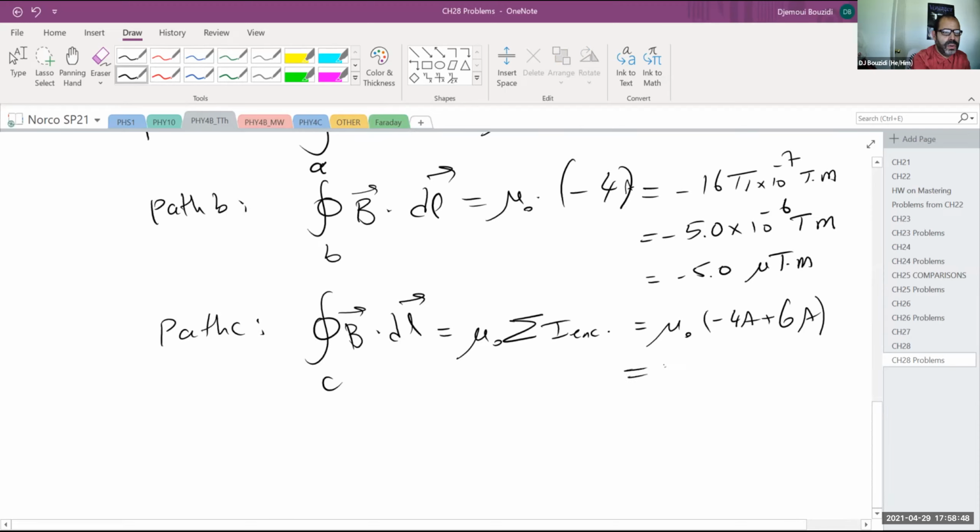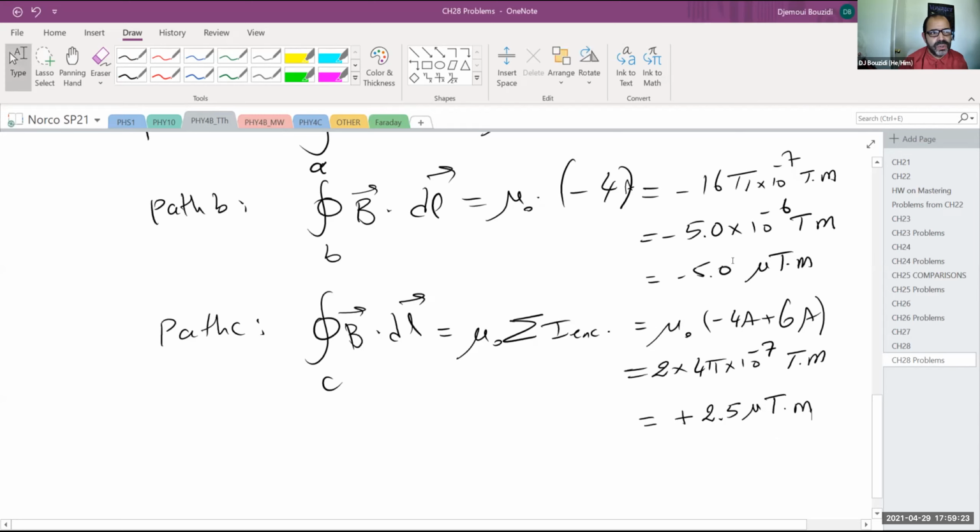-4 plus 6, that's 2, times mu naught, and mu naught is 4 pi, 10 to the -8, 10 to the -8, I'm sorry, 10 to the -7. The answer is going to be Tesla meter, because again, the amp and the amp cancel. 2 times 4, that's 8. That's why I was thinking 8 in here. And 8 is about half this number. So the answer should be about half the other answer, except it's a positive value. Positive 2.5 microtesla meter. Okay?